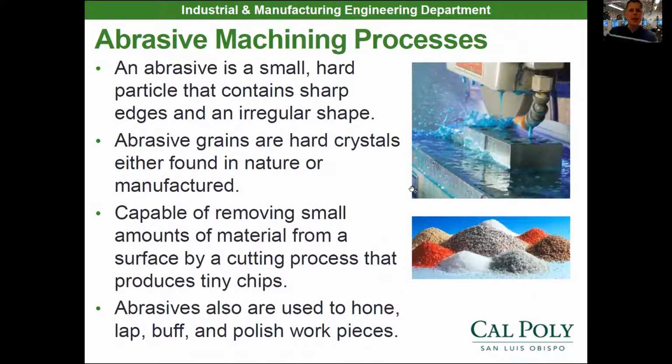Now you're wondering, what is an abrasive? Well, an abrasive is nothing more than a piece of sand. If you've ever been to the beach, you've seen abrasives. Sand would be an example of abrasives. They just have different grain sizes; it's not all the same grain size. All an abrasive grain is, is a hard crystal either found in nature or manufactured synthetically. So we can have synthetic abrasives or natural abrasives. No matter whether they're synthetic or natural, they are all capable of removing small amounts of material, making tiny chips that get removed from the workpiece.